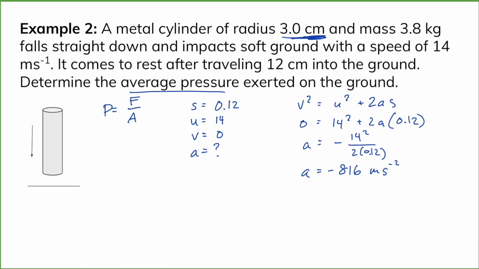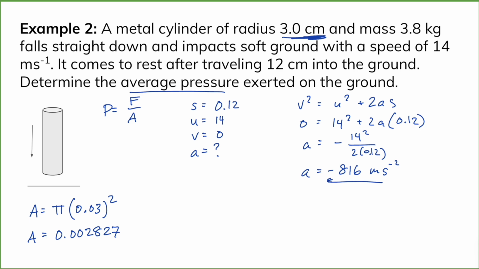Now, what else do I need? I need the area of this cylinder. So the area is going to be equal to pi times radius, and the radius I'm going to have to write in meters, so 0.3 squared. So the area of this object is 0.002827. So a very small surface area. Okay, so now I'm going to use acceleration to figure out the force of the object on the ground.